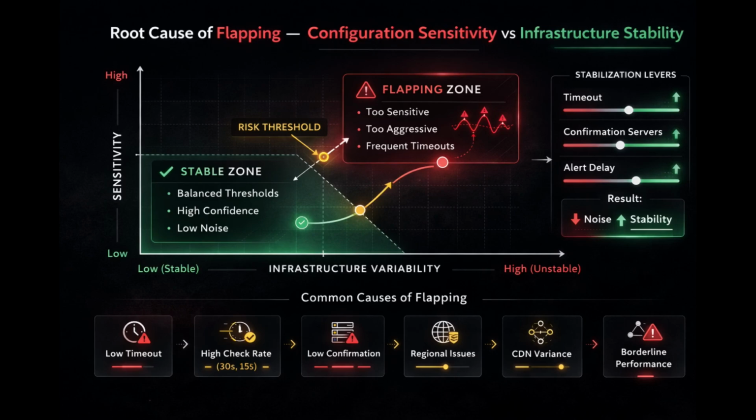Here's the mental model for flapping. Flapping happens when you configure monitoring to be more sensitive than the system can consistently satisfy. To fix flapping, you don't hope it stops. You rebalance confidence and tolerance. Now that we've stabilized single signal reliability, we can go one layer deeper. Because the next question is, how do we validate outages across geography?